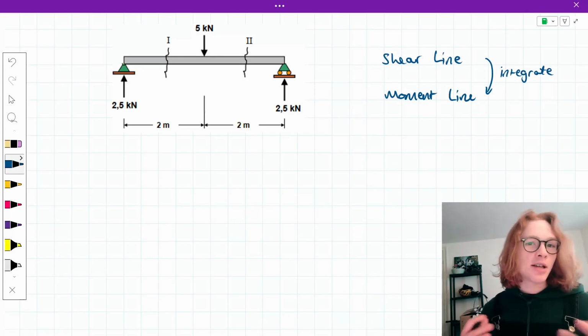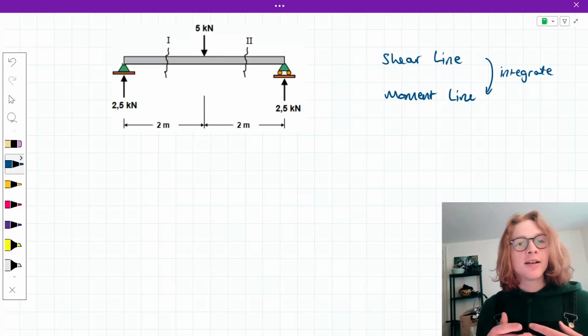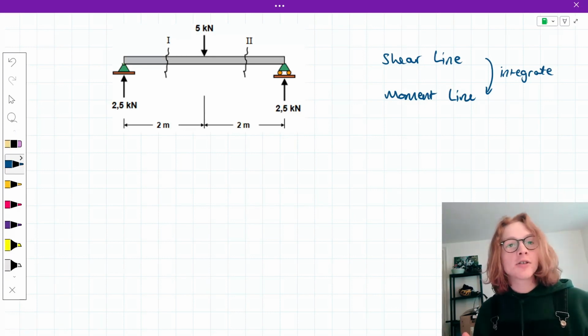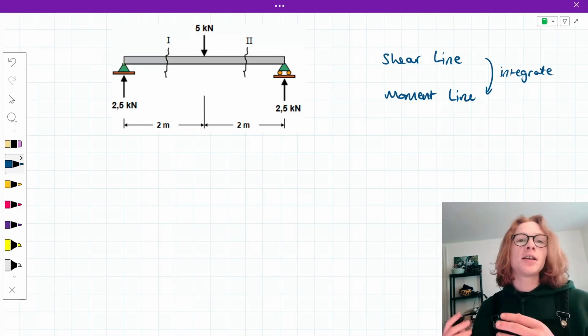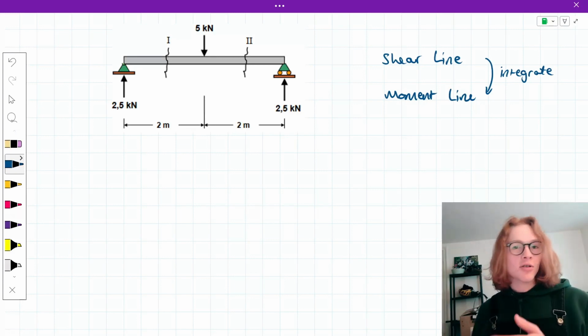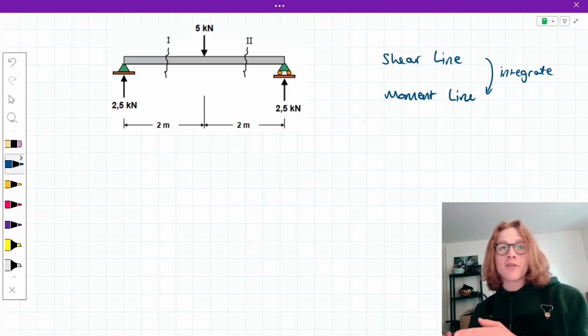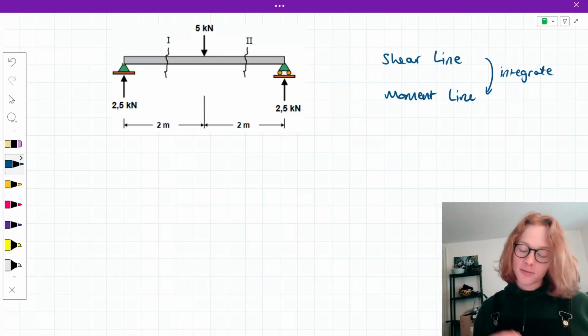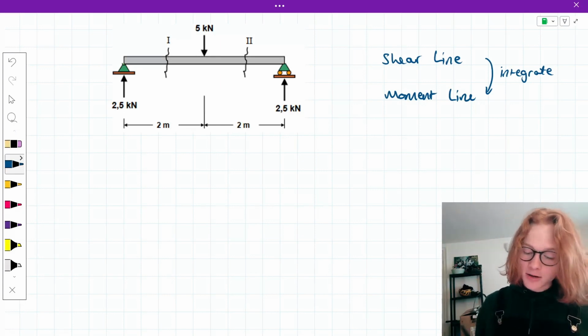If we're to put this into more clear terms, the graph of the internal shear forces describes the gradient of the graph of our moment line. That will become more clear in a moment. But let's start with drawing our V-line.